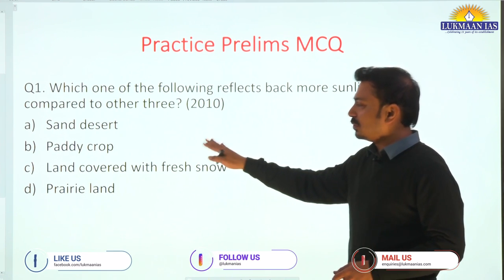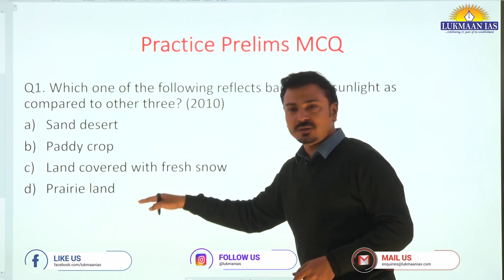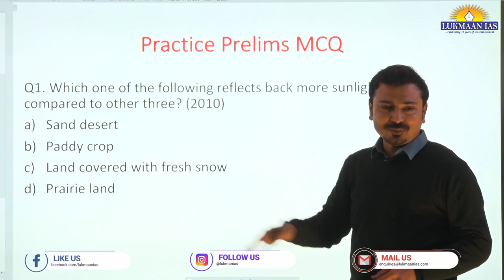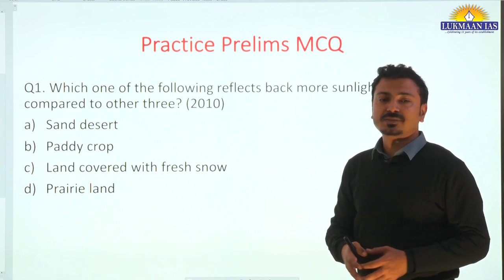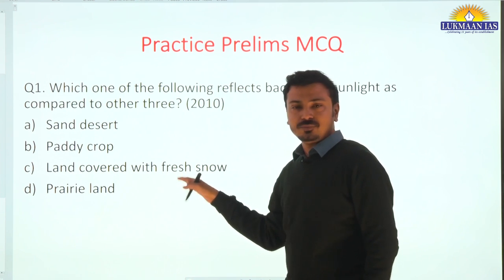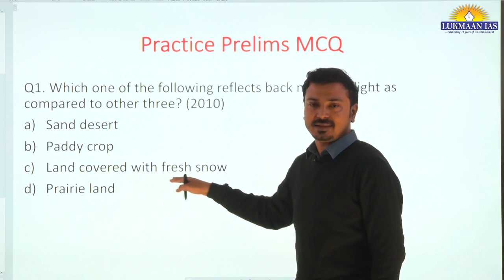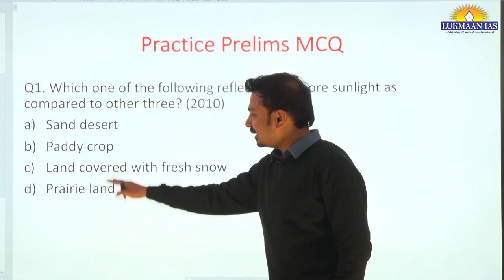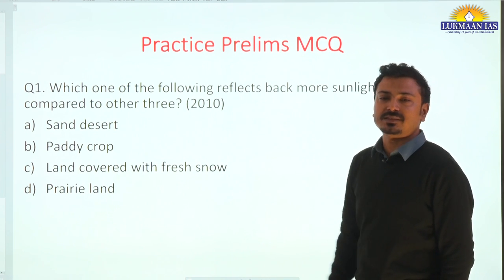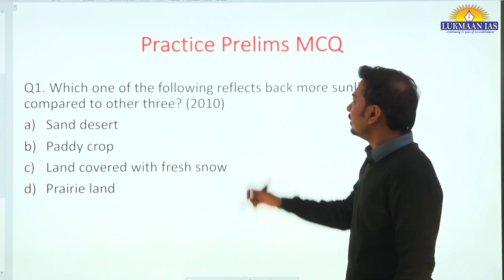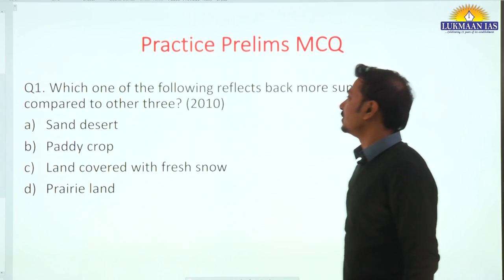You can see that although we need not remember all those surfaces, we know that the most reflectivity is from the fresh snow. We read this in NCERT or any standard reference book. Baki ka aapko pata bhi nahi hota, theek hai. You can understand that the fresh snow is having maximum albedo, right? Or the other questions.